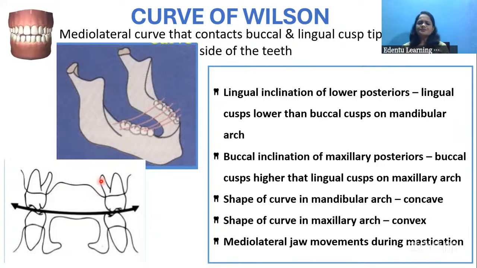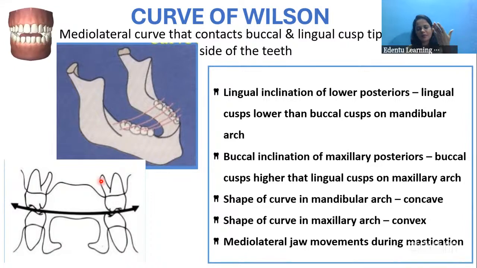In case of the lingual inclination of the lower posteriors, the lingual cusp will be in a slightly lower position when compared to the buccal cusp. Since they are a little bit lingually inclined like this, the lingual cusp is a little bit shorter when compared to the buccal cusp.